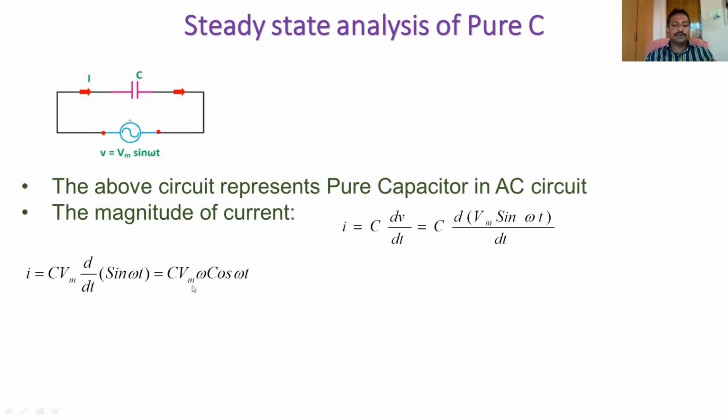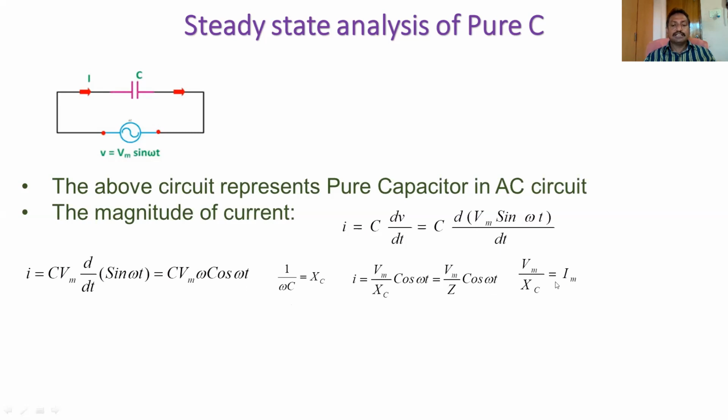See here, omega into C. 1 by omega C is nothing but XC. So therefore I is equal to Vm by XC into cos. Where XC is Z, we put this minus J because the current leads by an angle, because it is a negative reactance. So we'll go down. Therefore Vm by Z into cos omega t.